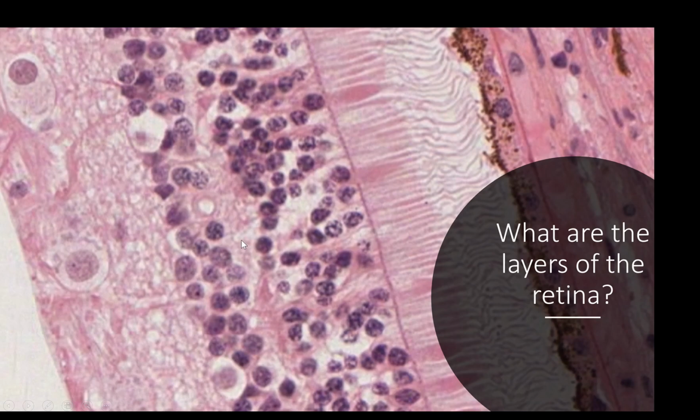Okay, what are the layers of the retina? So this is the retina right here. This would be where the light's coming in. This would be where it's getting absorbed back here. So coming from here, right here, this would be the ganglion layer. Okay, so this would be the ganglion layer.